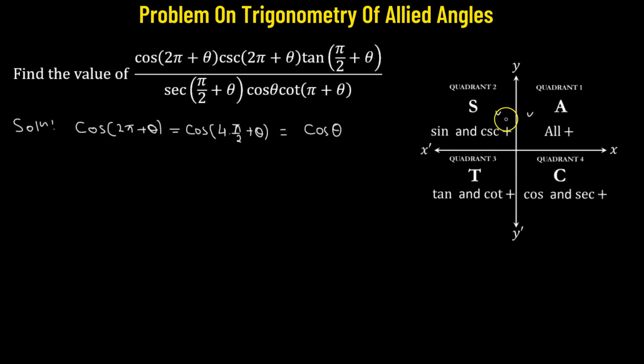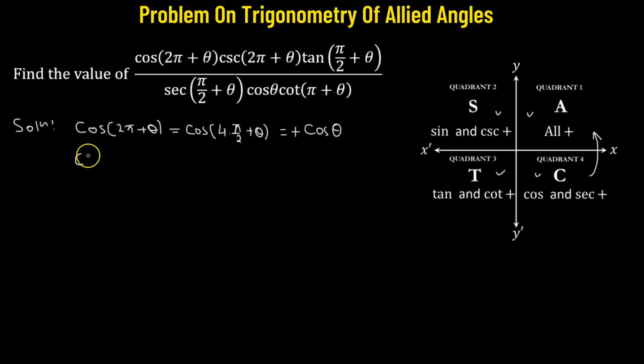In the second quadrant we have 2 pi over 2, in the third quadrant we have 3 pi over 2, and in the fourth quadrant we have 4 pi over 2. But we are also adding theta to it. Theta is an acute angle lying between 0 and 90 degrees, or 0 to pi over 2 radians. So that's going to take us to the first quadrant. In the first quadrant, all trigonometric ratios are positive. So we're going to get positive cosine theta.